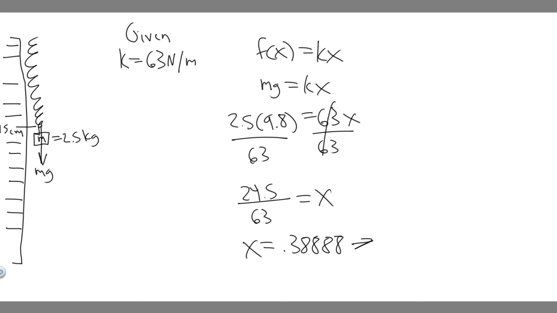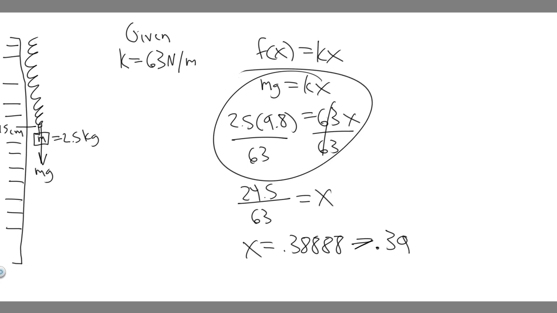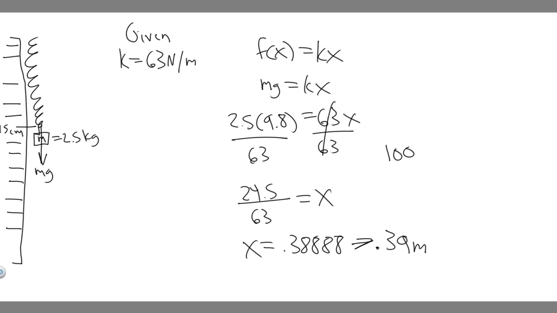But keep in mind, when you solve this, it's in meters, so 0.39 meters. Notice how our ruler is in centimeters, so we have to convert this into centimeters. There are 100 centimeters per meter, so just do 100 times 0.39. It's going to be 39 centimeters. So really, the distance it's going to stretch is 39 centimeters.